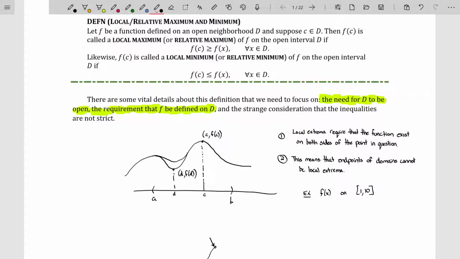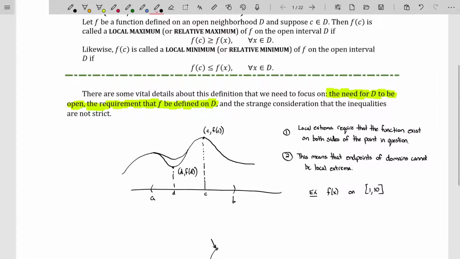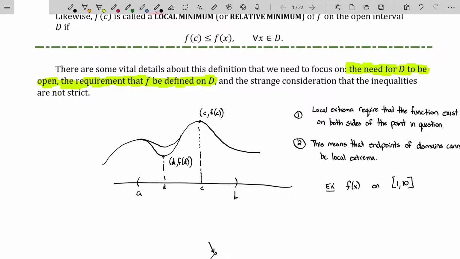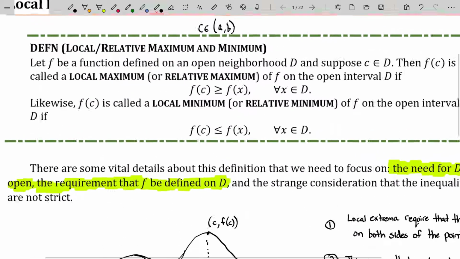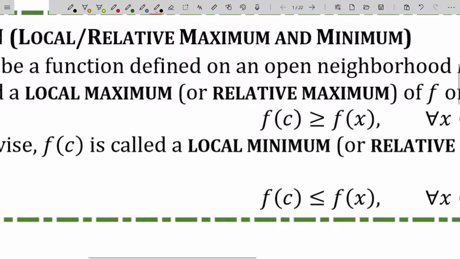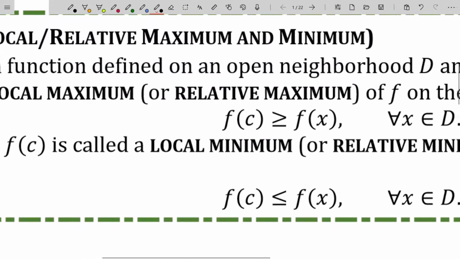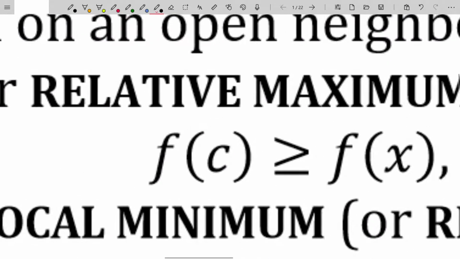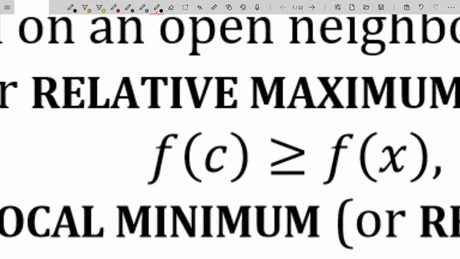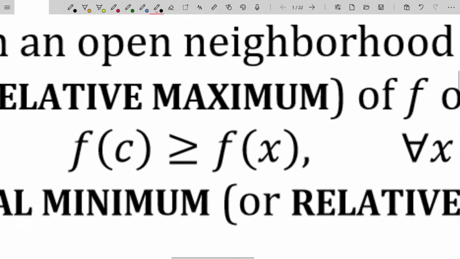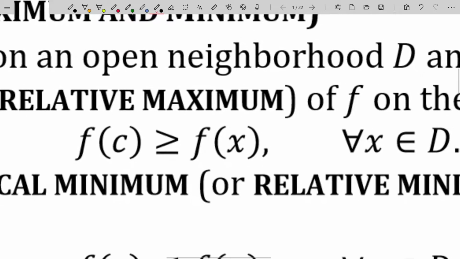The other issue that is kind of a weirdness about the definition is that there's a strange consideration with the inequalities. They're not strict inequalities. What do I mean by that? Well, we have a local maximum at c if f of c is greater than or equal to f of x on that open interval. Well, let's just showcase an extreme example of how broken, it's not really broken, but how weird that definition is.